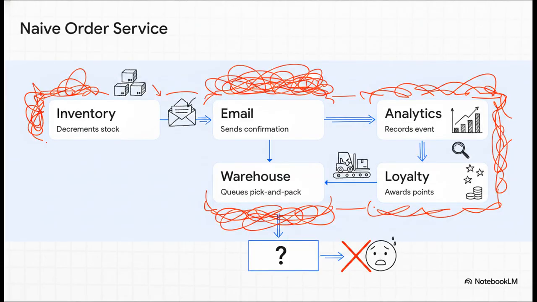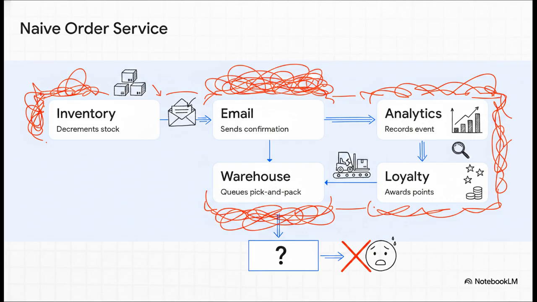Let's walk through exactly why that kind of architecture is so incredibly fragile. When that order comes in, your naive order service does all this stuff sequentially. First, it tells the inventory to decrement stock. Second, it tells the email service to send a confirmation. Third, analytics records the event. Fourth, loyalty awards the points. And finally, fifth, the warehouse queues the pick and pack. In this setup, your order service has hard, concrete dependencies on 5 completely different systems.